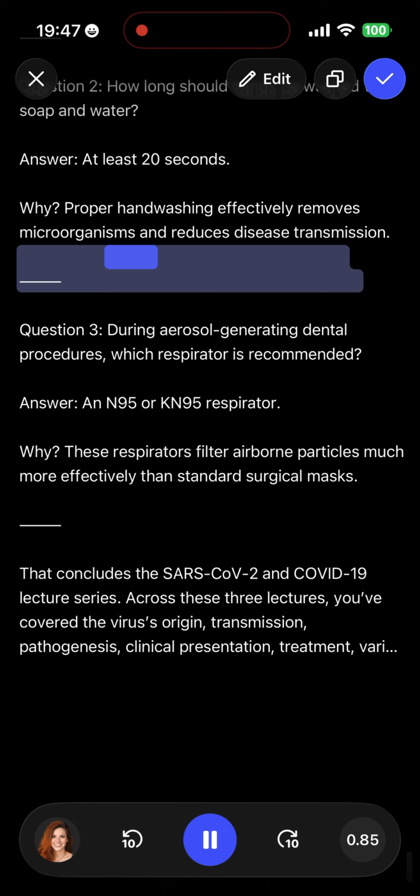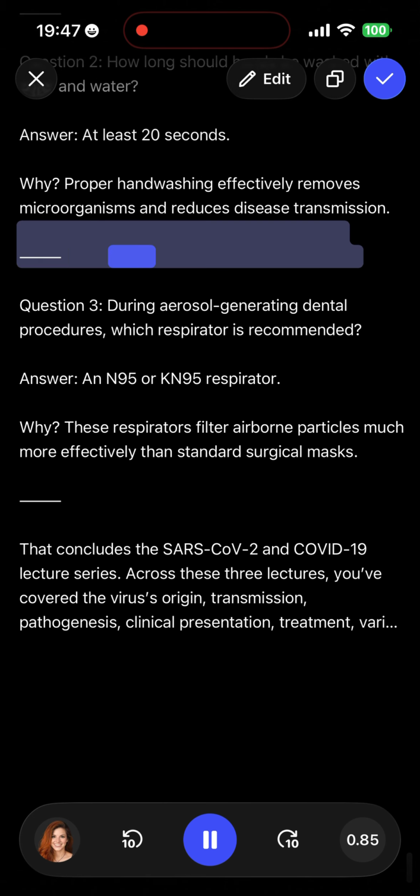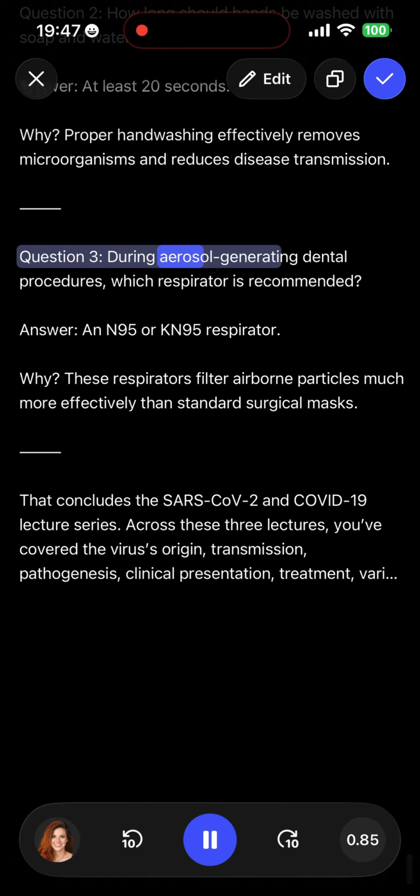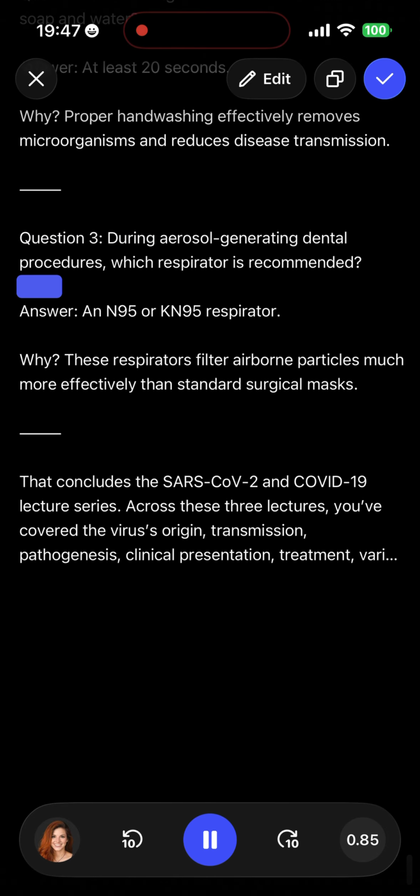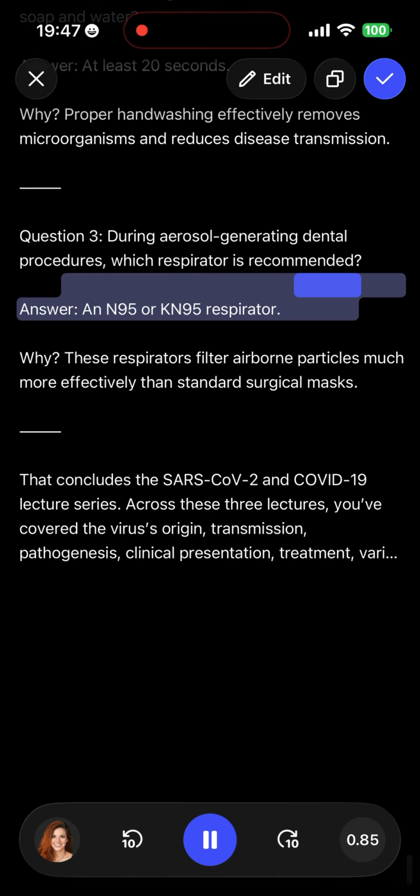Question 3. During aerosol-generating dental procedures, which respirator is recommended? Answer: an N95 or KN95 respirator. Why? These respirators filter airborne particles much more effectively than standard surgical masks.